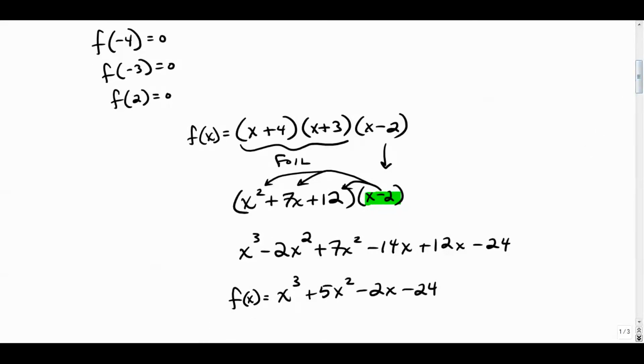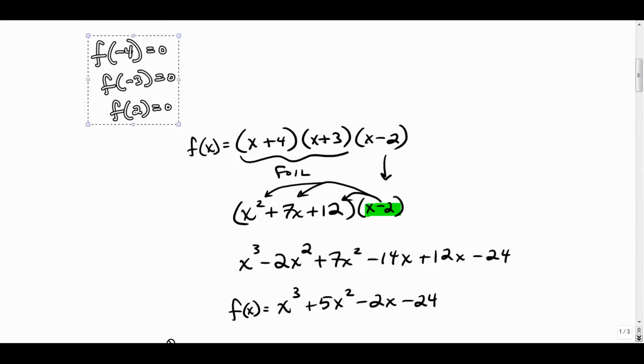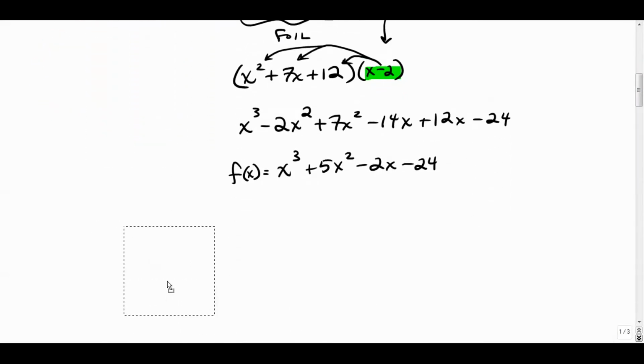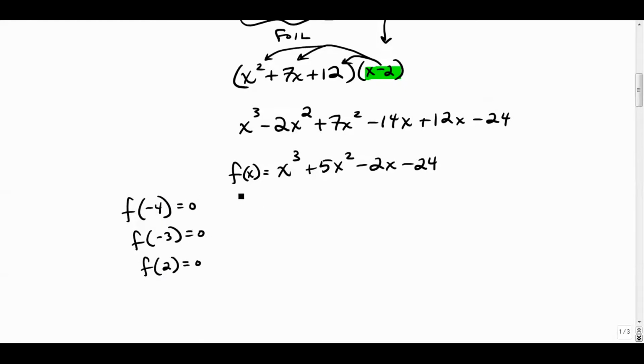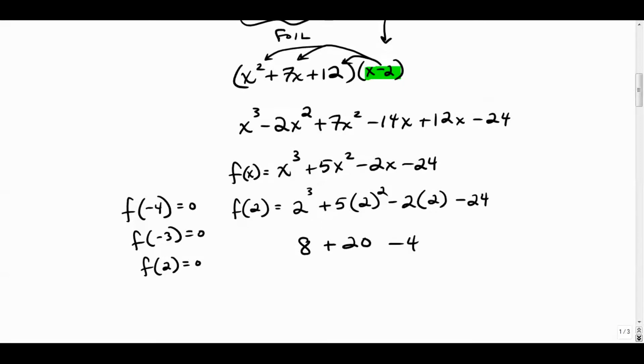Just to confirm that these indeed are the zeros, I'm not going to check all of them because this might be a long video, but let's just check +2. If I put 2 in here, I should get 0 as my answer. So this is 8 plus 20 minus 4 minus 24. So this is 28 minus 4 minus 24. 24 minus 24 is 0.